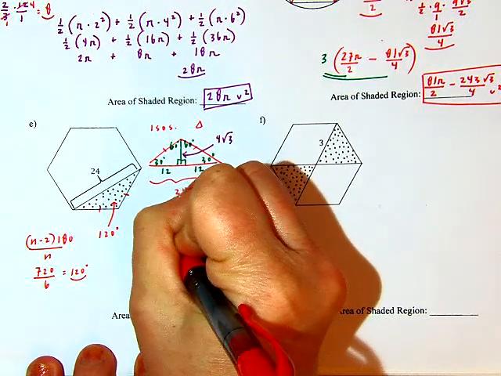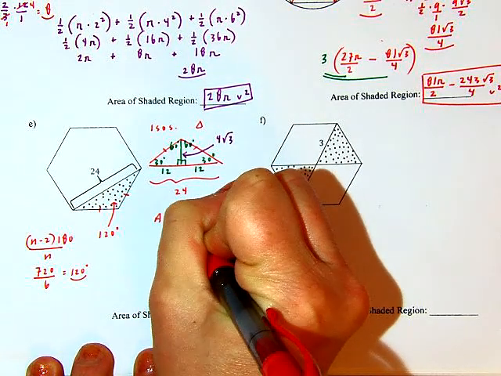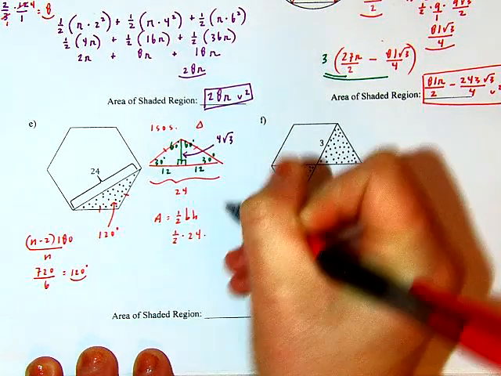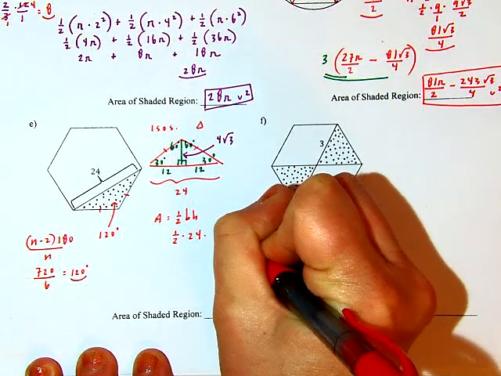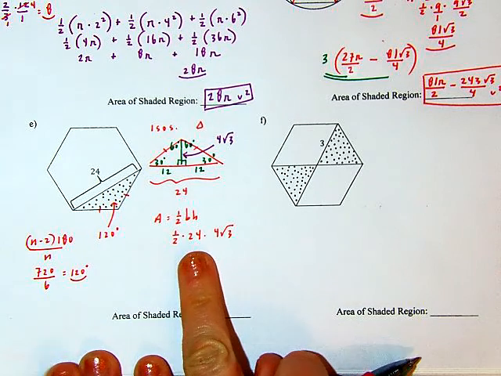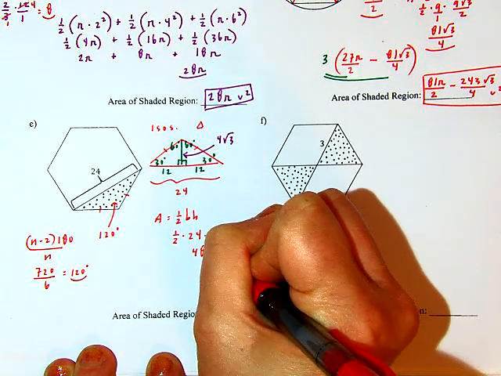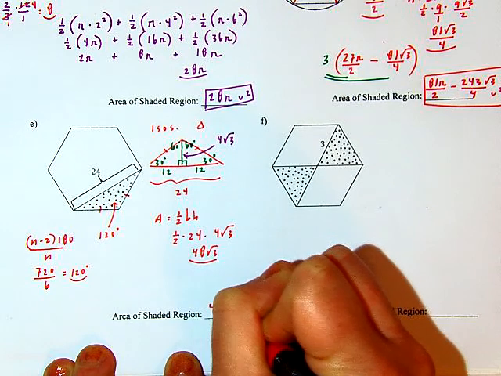It's just a triangle. I want to do 1/2 base times height. So 1/2 of 24, and my height is the 4 root 3. So half of 24 is 12 times 4, and I get 48 root 3 units squared.